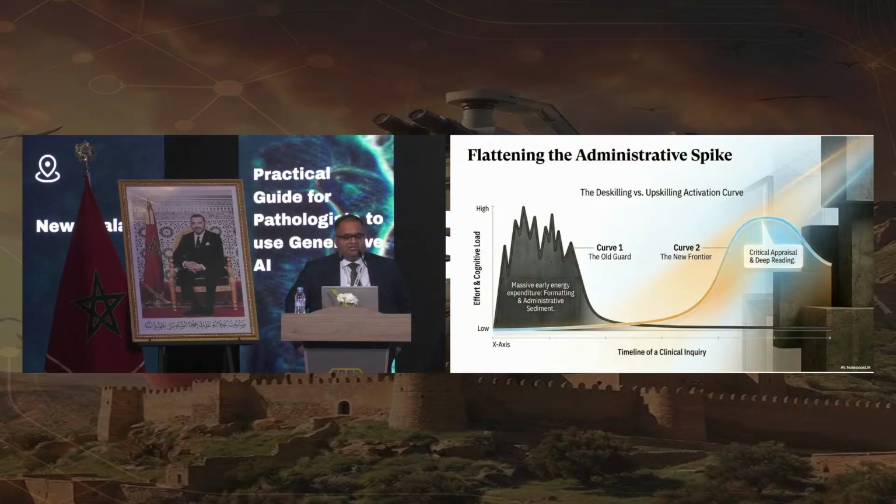We're going to flatten the administrative spike. At the same time, we don't want to lose the critical appraisal and deep analysis. That's the human uniqueness that we want to retain. And AI actually supports that if you use it in the right way. You use it to get rid of the boredom, the repetitiveness, and the time-consuming administrative tasks, while keeping the most critical decision-making, the new knowledge development, and other critical thinking tasks to yourself, with a human-in-the-loop kind of approach.